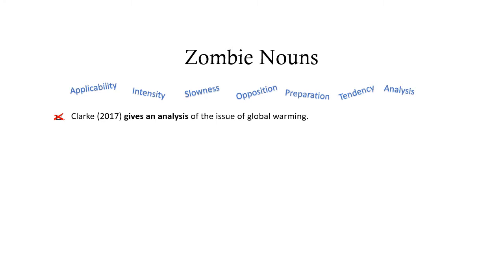Zombie nouns. These are nouns that contain within them shorter verbs, adjectives, or other nouns. They look like acceptability, intensity, slowness, opposition, preparation, tendency, and analysis. They can make your writing more abstract than it needs to be. Helen Sword termed them zombie nouns because they cannibalize active verbs, suck the lifeblood out of adjectives, and substitute abstract entities for human beings. Take a look at this zombie sentence.